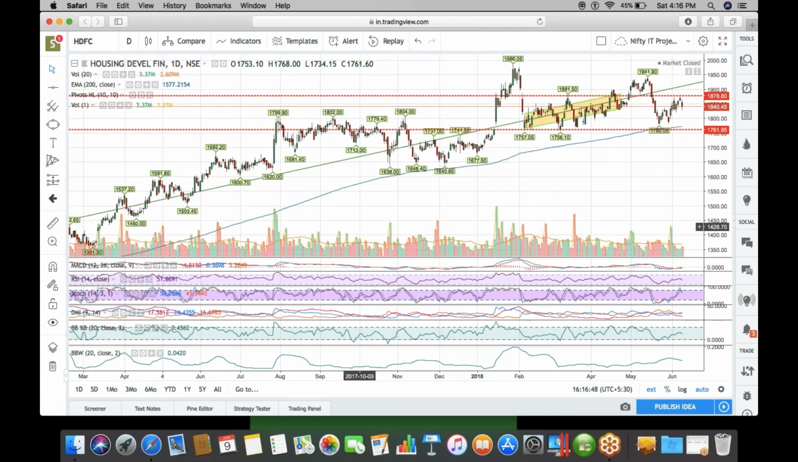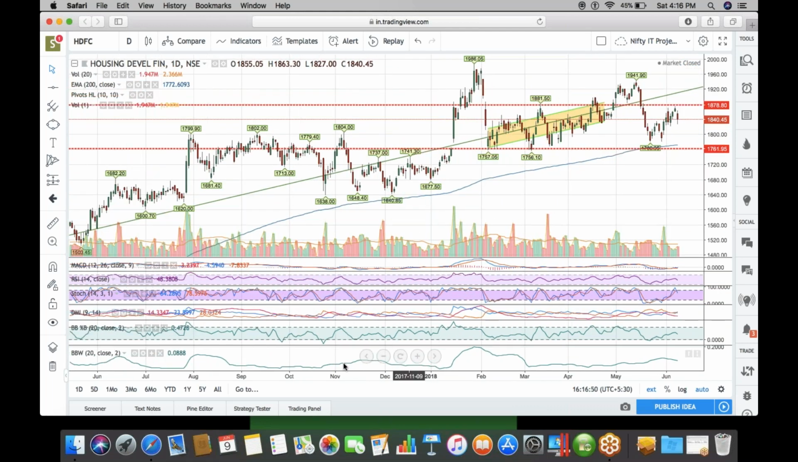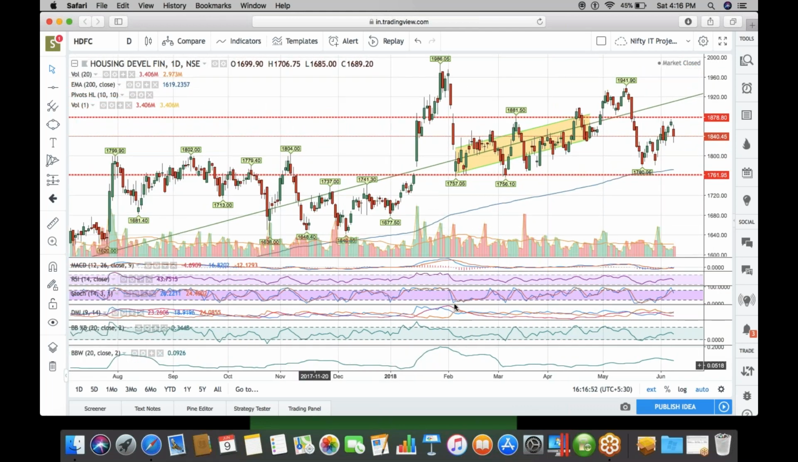This is an intermediate trend. So what is the intermediate trend? If you will see, this is January 2018. Since January 2018, this stock is into a sideways trend. So the intermediate trend is a sideways trend for HDFC Limited. If we look at the last 3 months to 6 months trend, this is a sideways trend.